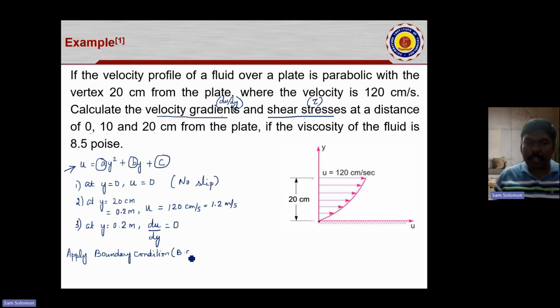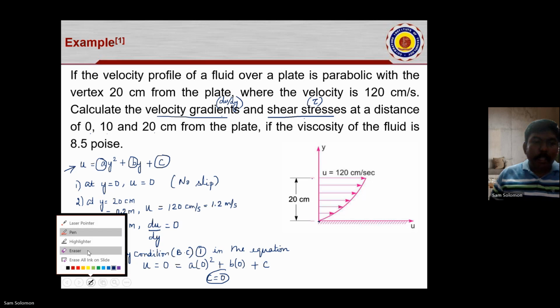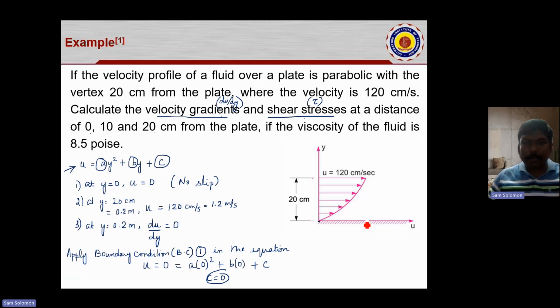So from the next step, I'll simply call it as BC. Let me apply the boundary condition number 1 in the equation. If I do that, I would get u equal to 0 when a into 0 squared plus b into 0 plus c. So everything is 0. That gives us c equal to 0. Okay, so let us apply the second boundary condition.